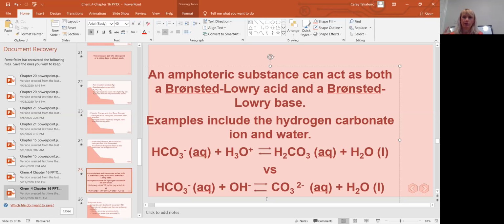So amphoteric substances can be Lewis bases, Bronsted-Lowry acids, or Bronsted-Lowry bases, and they act differently depending on what else they're reacting with.